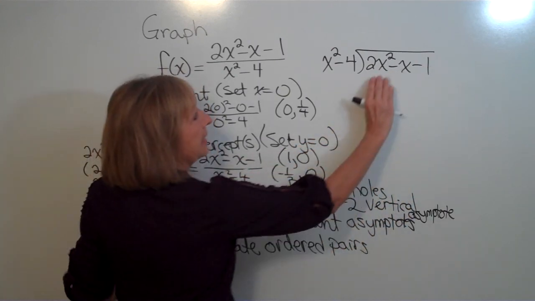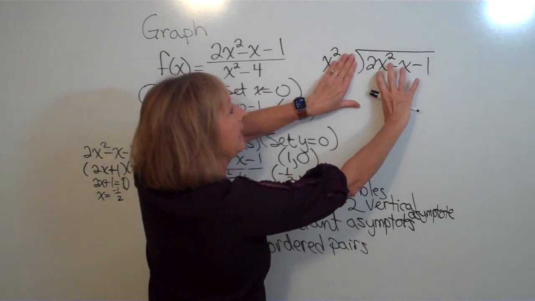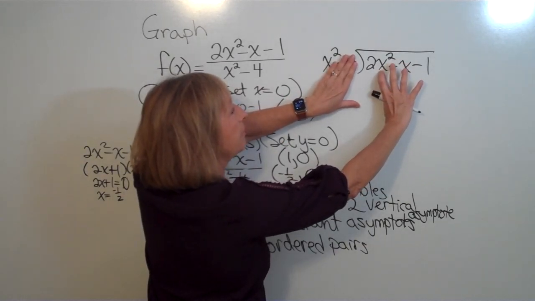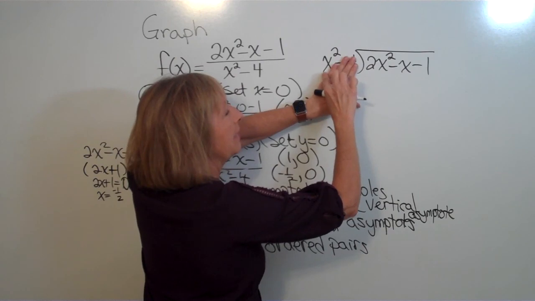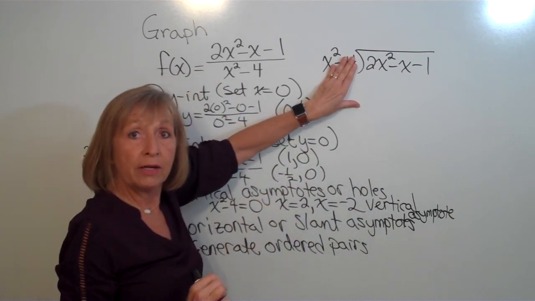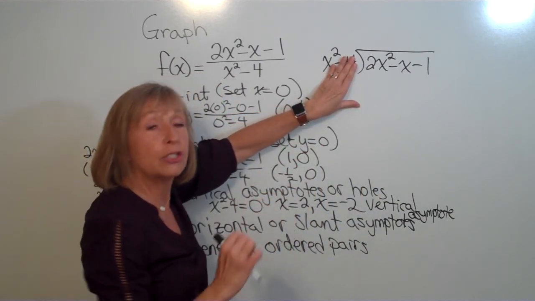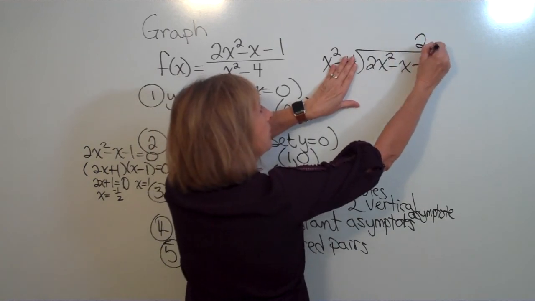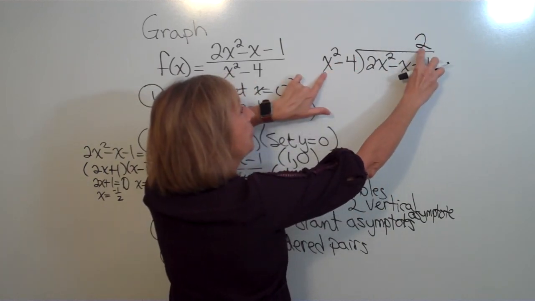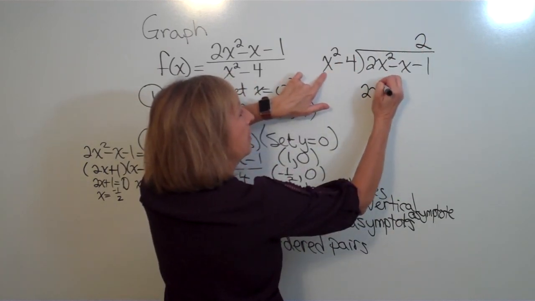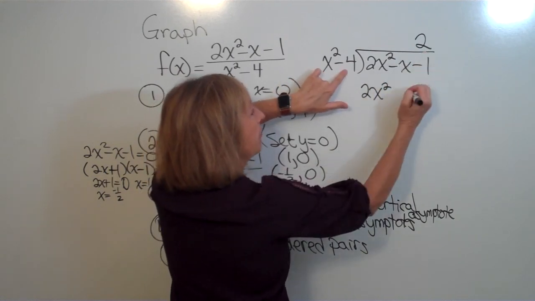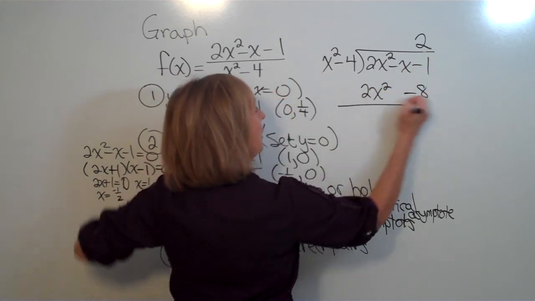Now we start by taking the first term of what we're dividing into, this 2x squared, divided by the first term of what we're dividing by. So 2x squared divided by x squared is 2. Multiply it through. 2 times x squared is 2x squared. 2 times negative 4 is negative 8.